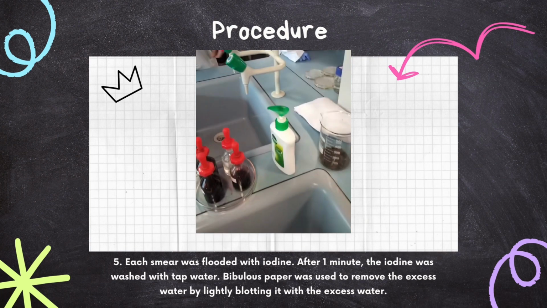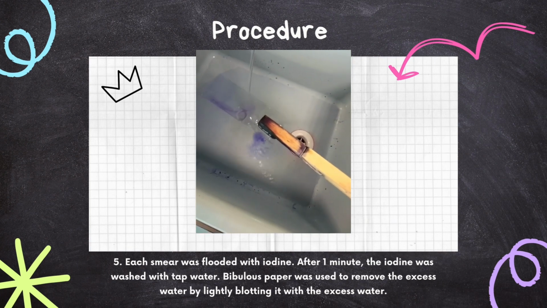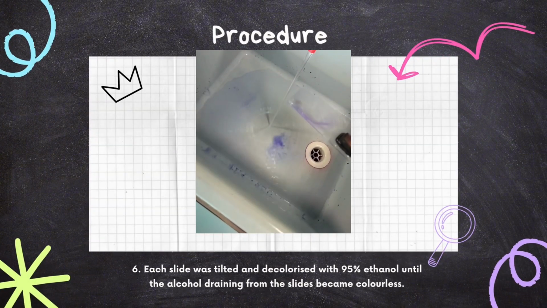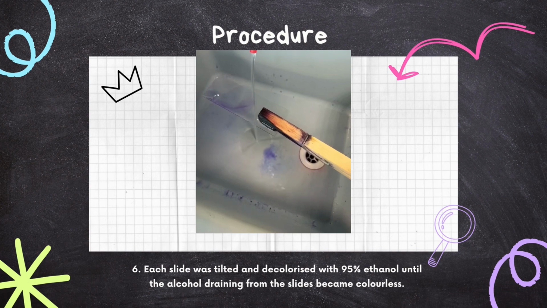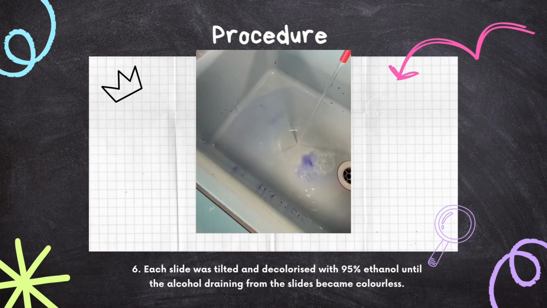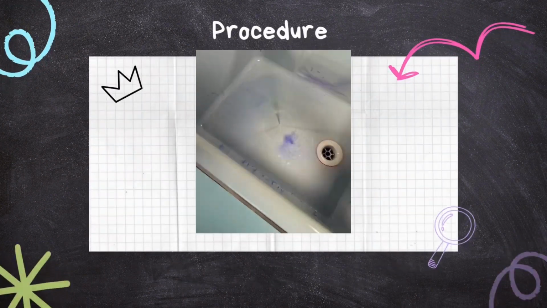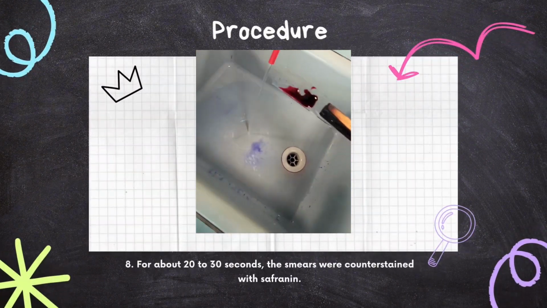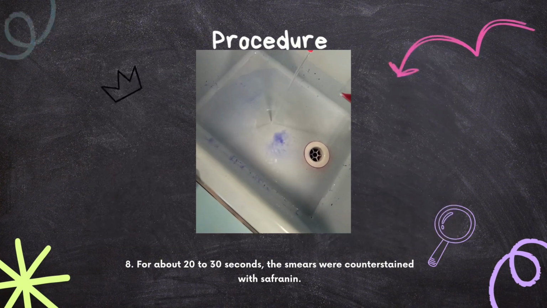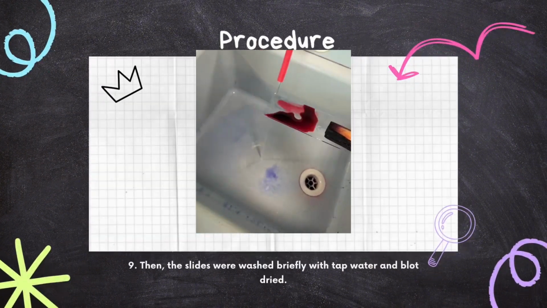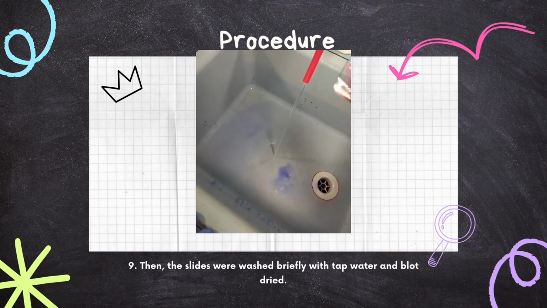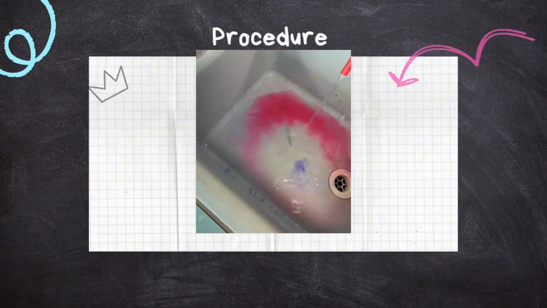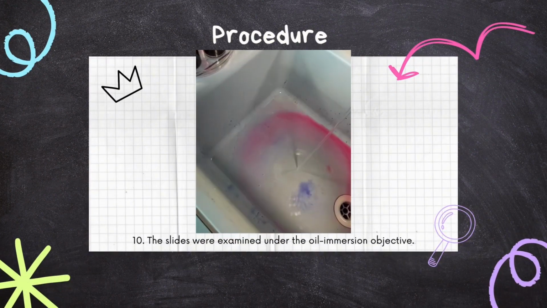Bibulous paper was used to remove the excess water by lightly blotting it. Each slide was tilted and decolorized with 95% ethanol until the alcohol draining from the slides became colorless. The slides were washed briefly with tap water and the excess was drained off. For about 20 to 30 seconds, the smears were counterstained with safranine. Then, the slides were washed briefly with tap water and blot dried. The slides were examined under the oil immersion objective.